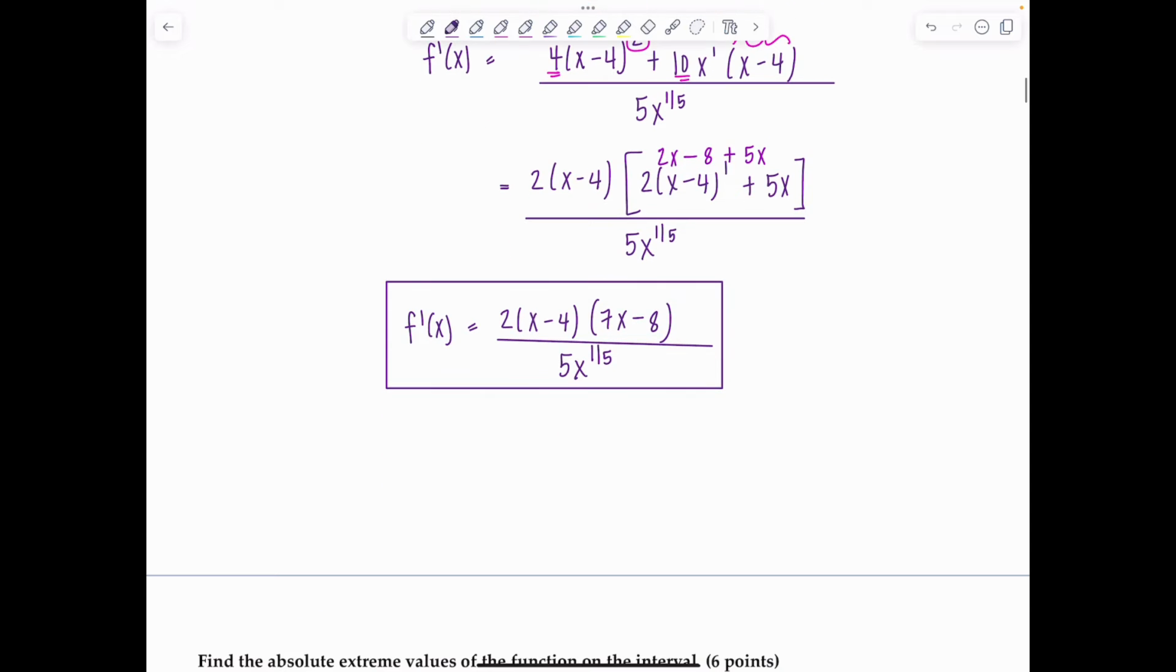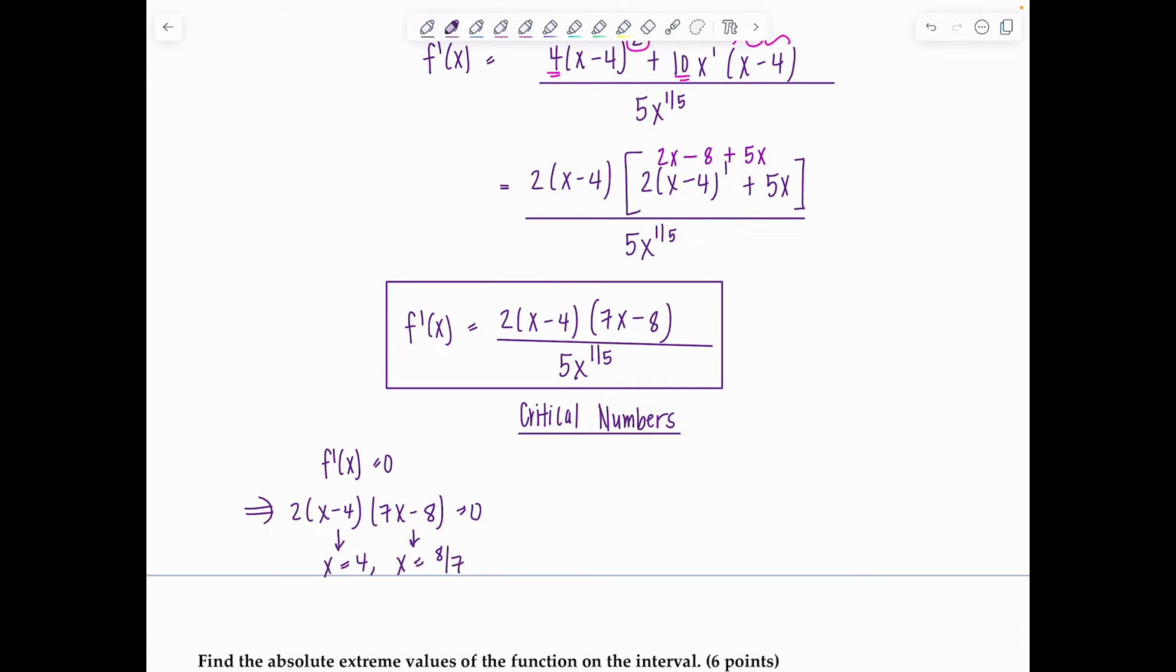So now we can find our critical values or critical numbers. So f prime of x equals 0 means the numerator equals 0. So 2 times x minus 4 times 7x minus 8 is 0. The 2 is irrelevant, right? 2 will never be 0. I could divide both sides by 2 and it would be gone in a hot second. I won't even waste my time. x is either equal to 4 or x is equal to 8 over 7.